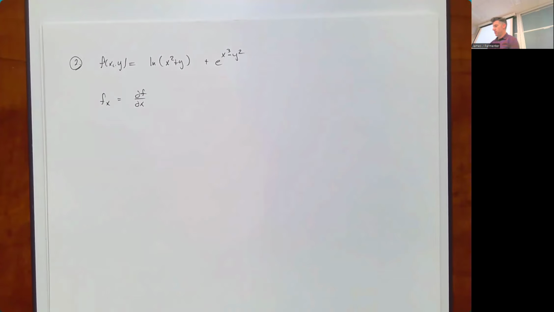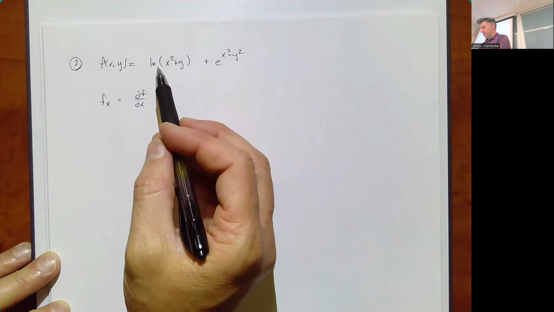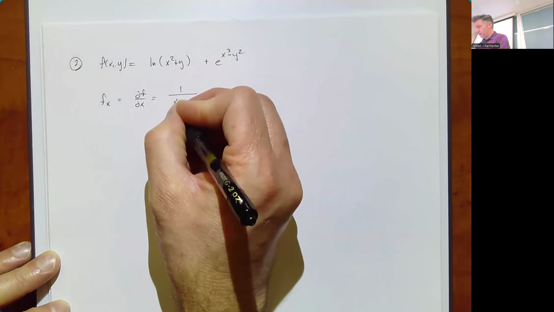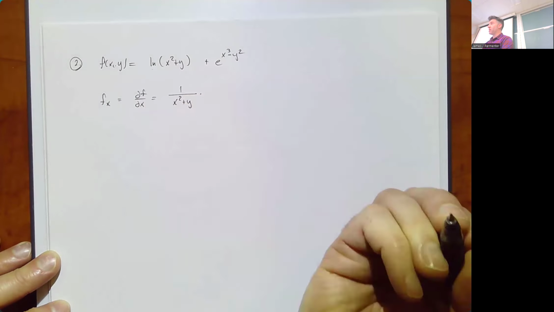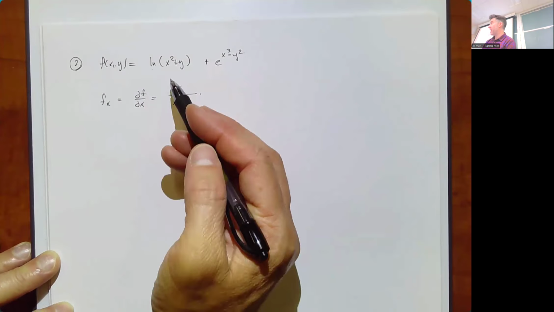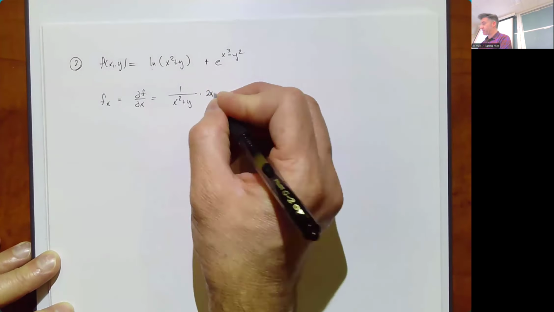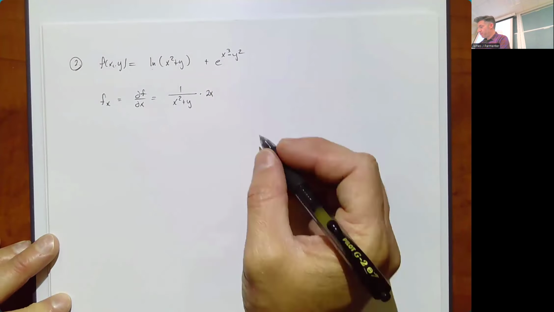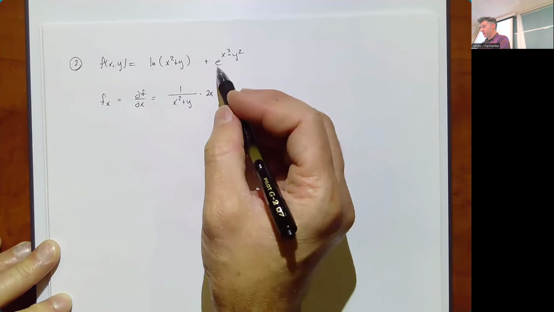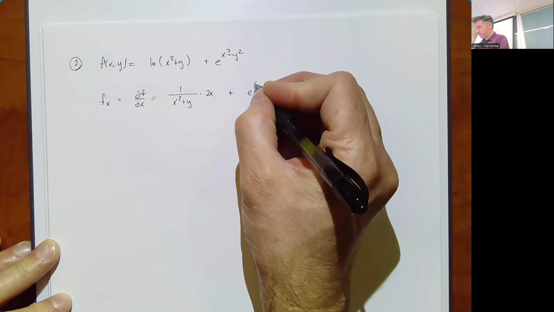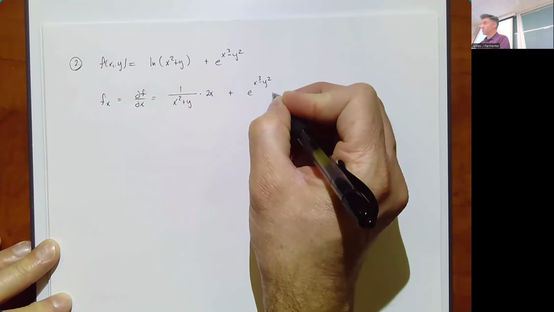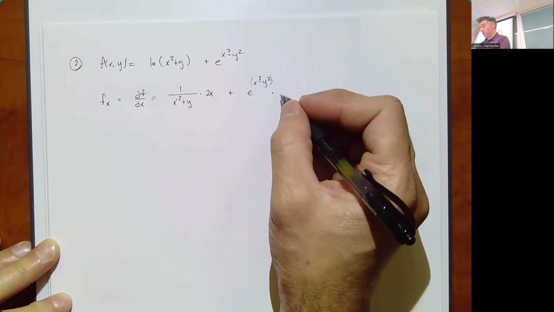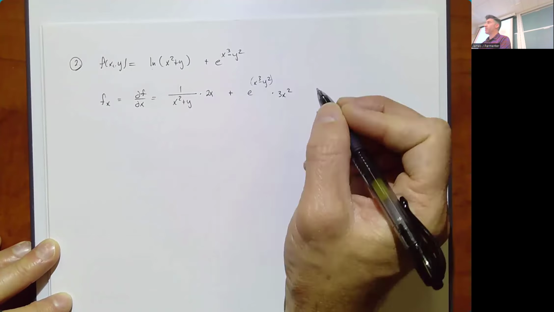So del f del x, we're going to get the derivative of the natural log of some stuff is 1 over the stuff times the derivative of the inside. Well, the derivative of the inside with respect to x is just 2x, right? Because the y, its derivative is 0. Plus, the derivative of e to the stuff is e to the stuff times the derivative of the stuff. But again, the derivative of x cubed minus y squared with respect to just x is 3x squared.